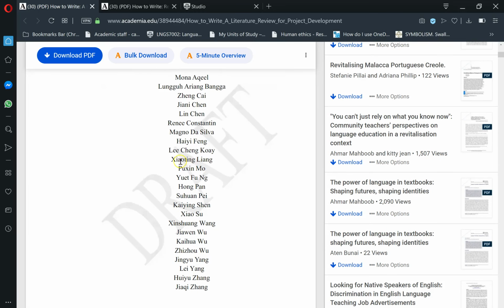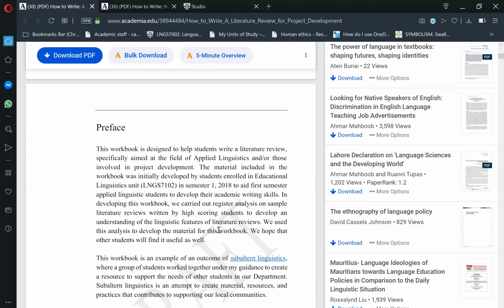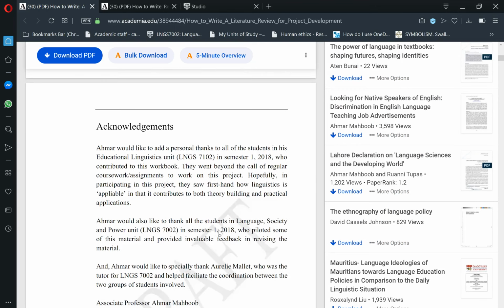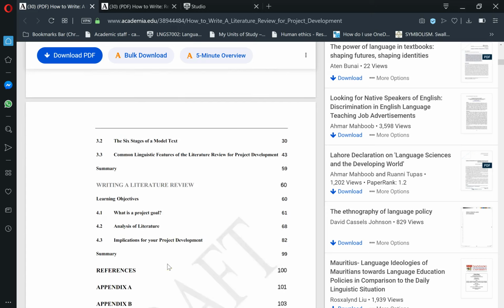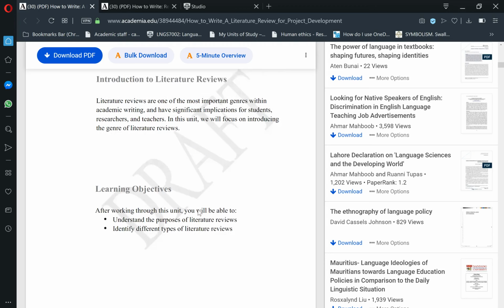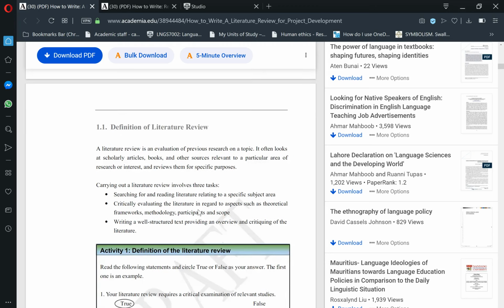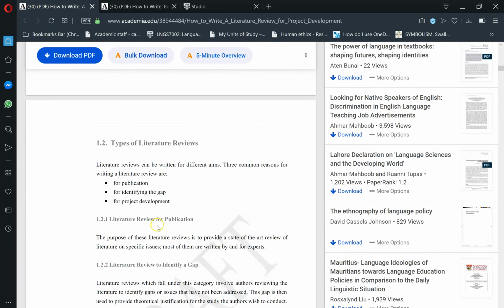And I think here we go, here's Li Cheng, the other tutor. So that's the preface, the acknowledgement, and this is everything that the workbook covers. So let's get into it. It starts by introducing the students to the different types of literature reviews, like I've mentioned before, and they provide a lot of activity throughout.